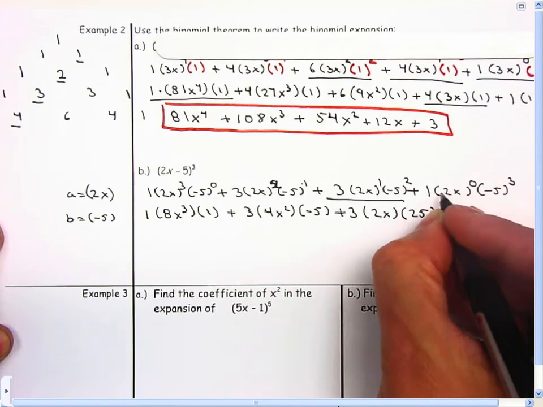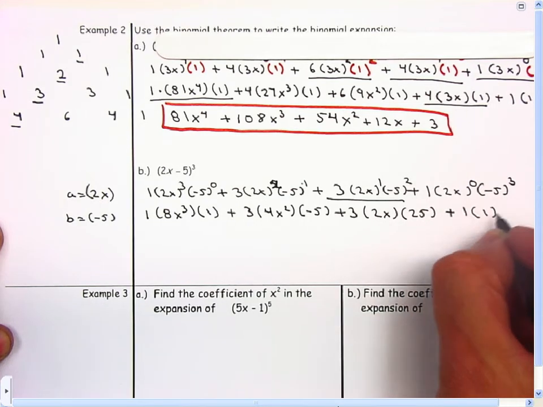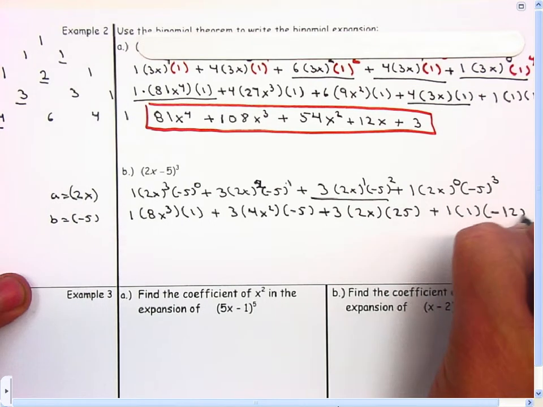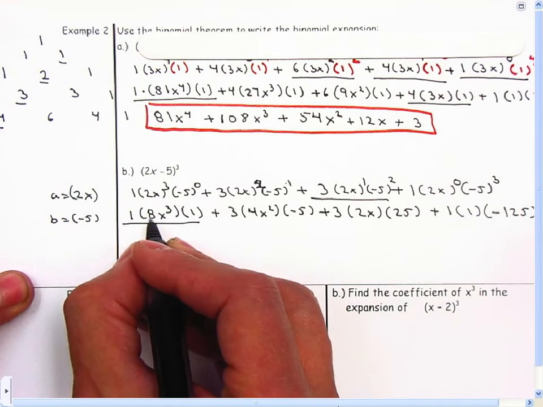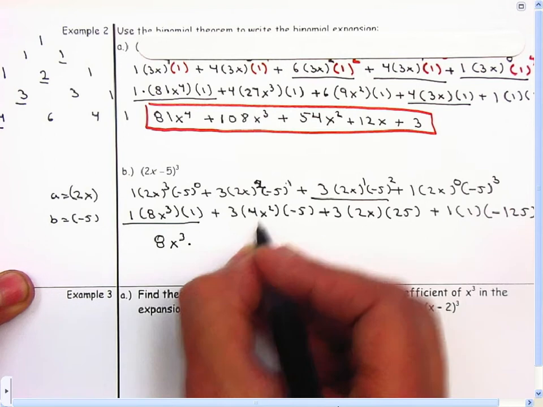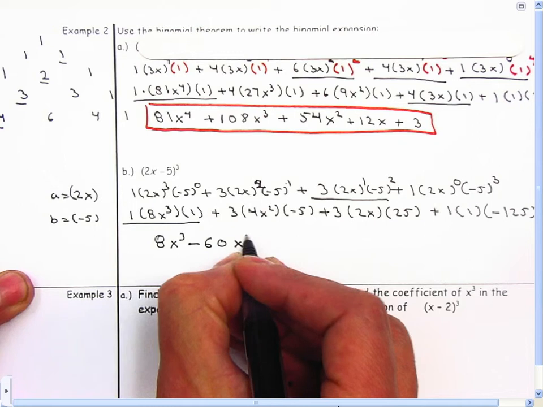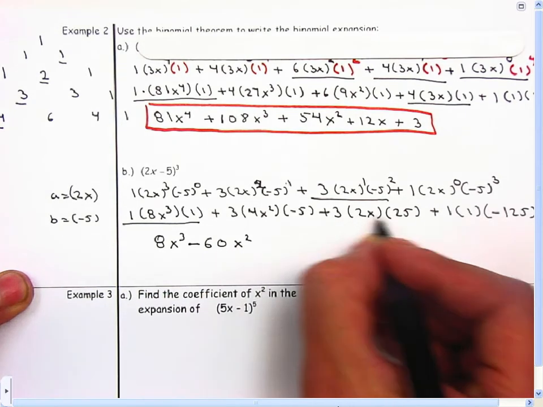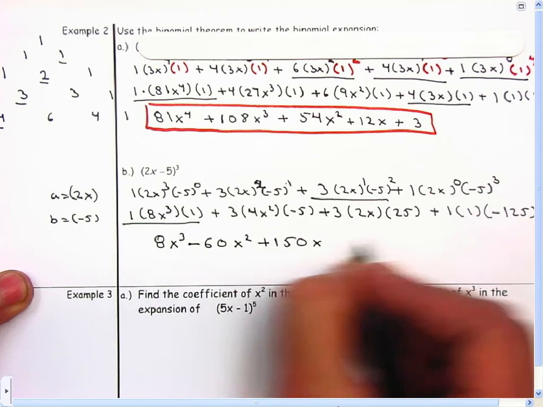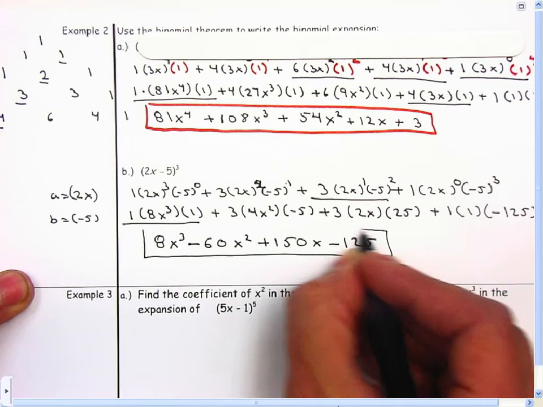Plus 1. 2x to the 0. Anything to the 0 power is just 1. Negative 5 to the third power is negative 5 times negative 5 times negative 5, which is negative 125. Now we simplify. 1 times 8 times 1 will give us 8x to the third. 3 times 4 is 12 times negative 5 is negative 60x squared. 3 times 2 is 6 times 25 is 150 positive x. And the last one will give us negative 125. And this is our final answer.